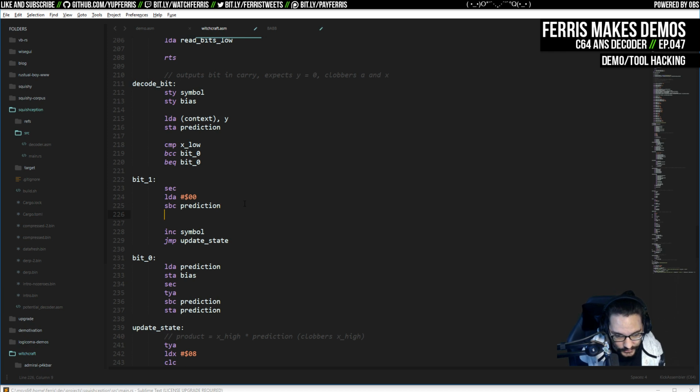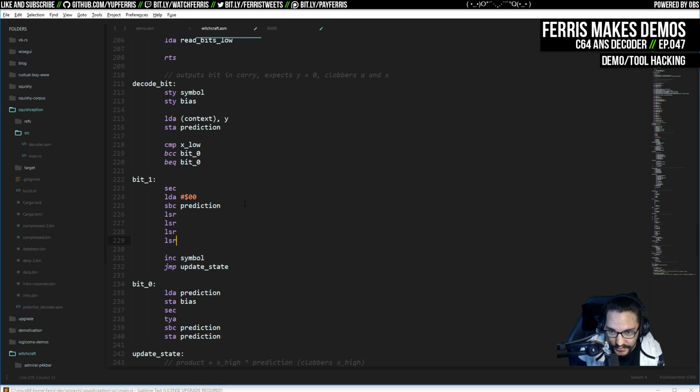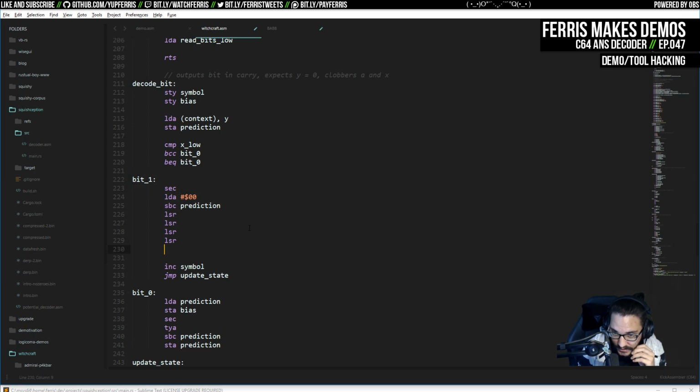And then we need to shift right by the learning rate, which I know is 4. So I'm just going to do 4 right shifts here. And because this is 0, and we know prediction can't be 0 either, the carry is always going to be clear at this point. This is always going to be in the range we want. So this should work out nicely. Then if this is 0, we want to increment it. I think LSR sets the 0 flag, so I'm just going to double check that. LSR being logical shift right. Yes, it does set the 0 flag.